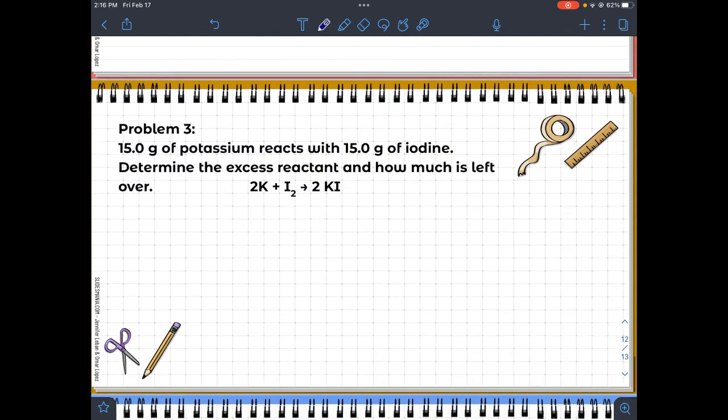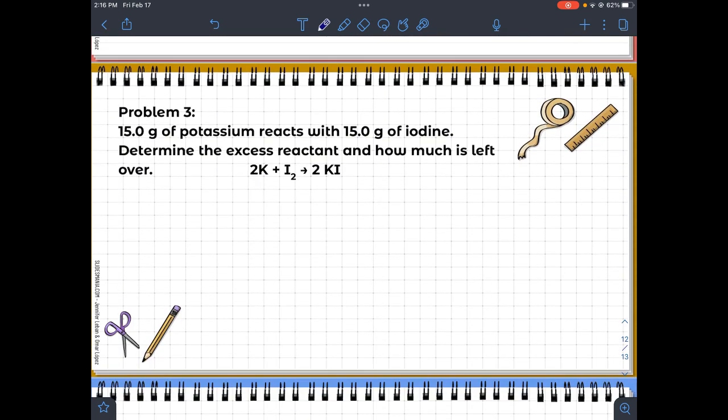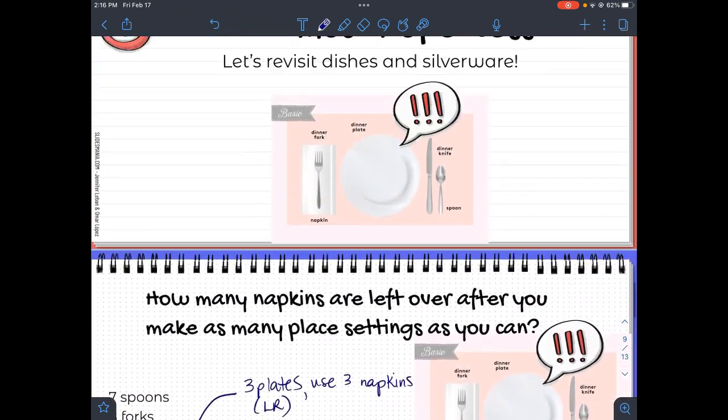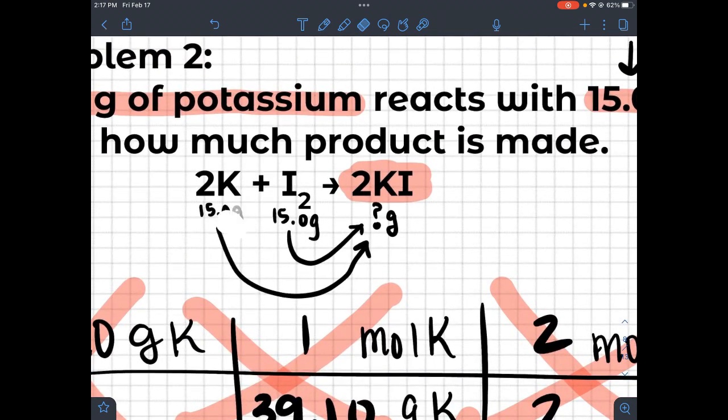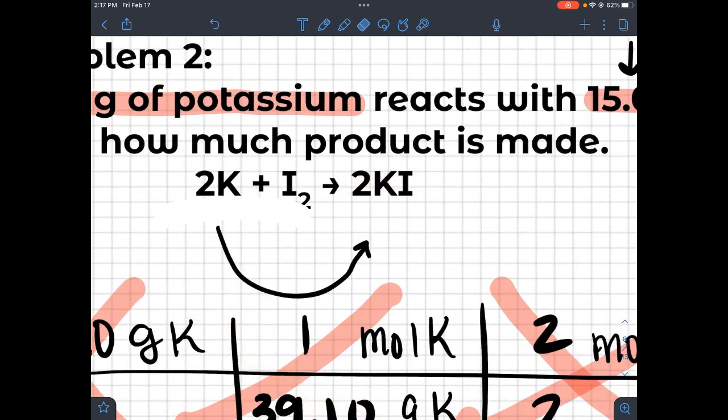Okay. So we have one more problem. We have 15 grams of potassium with 15 grams of iodine. Oh, hey, that's the same thing that just happened. Okay, we're going to determine the excess reactant and how much is left over. Let's scroll back. Back in this 15 grams of potassium with 15 grams of iodine, what was our limiting reactant? Well, our limiting reactant was iodine. So here's our chemical reaction. What that tells me is that iodine was used up.